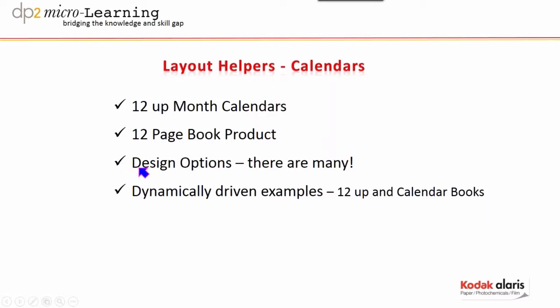I want to start by going through some design options. There are many. Basically, the sky's the limit when it comes to designing your calendars. And then I'll go through how to dynamically drive the content as far as what year it is, what the starting month is, and then subsequent months on your 12-up calendar or your 12-page book calendar, and how you can dynamically drive that content from your order entry systems that feed these calendar products, and the way you create them refers to that content.